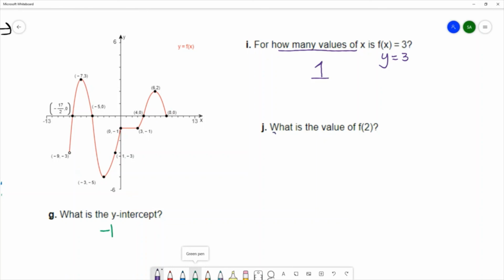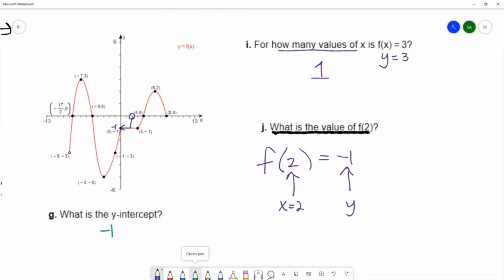On this part, it says, what is the value of f of 2? So let's make sure we understand what this notation means. The value inside the parenthesis is telling us that x is equal to 2, and f of 2 is asking us to identify the y value. So to identify the y value, you want to go to where x is 2, which is here, and go down to the graph, and we can see that the y value there is at -1. So f of 2 equals -1.